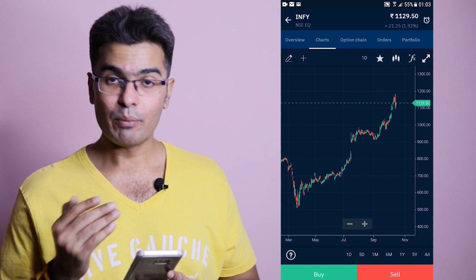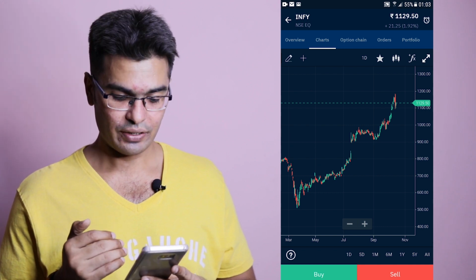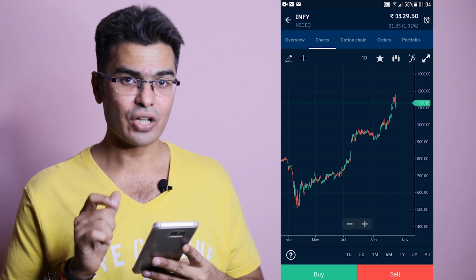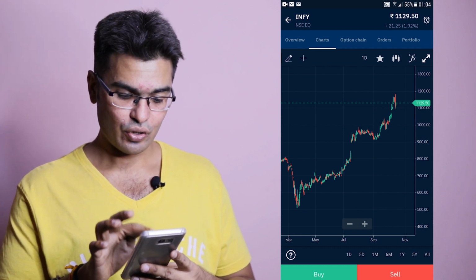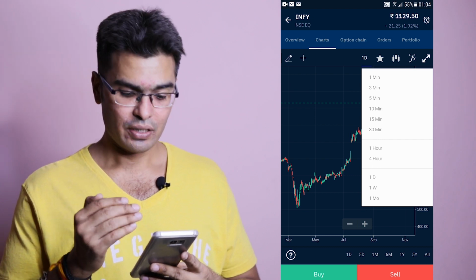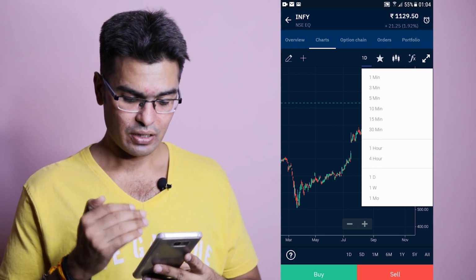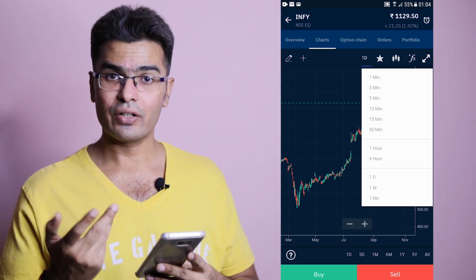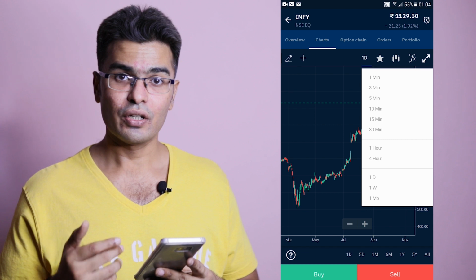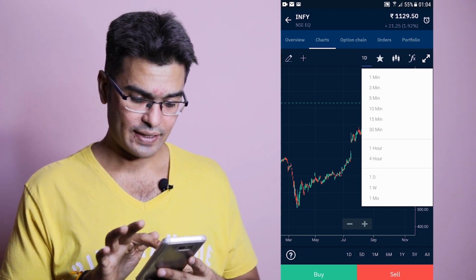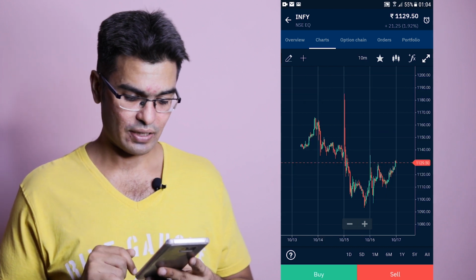At this place there are a number of options which are related to chart. The first one is what is the time frame in which you want to see the chart of this particular stock. So if you click on 1 day, there are different options starting from 1 minute, 3 minutes, 5 minutes, like going down to 1 month. So whatever time frame you are interested or is suitable for you for taking your trades, you can select that and see the chart. Let's say in 5 minutes how this chart looks like.